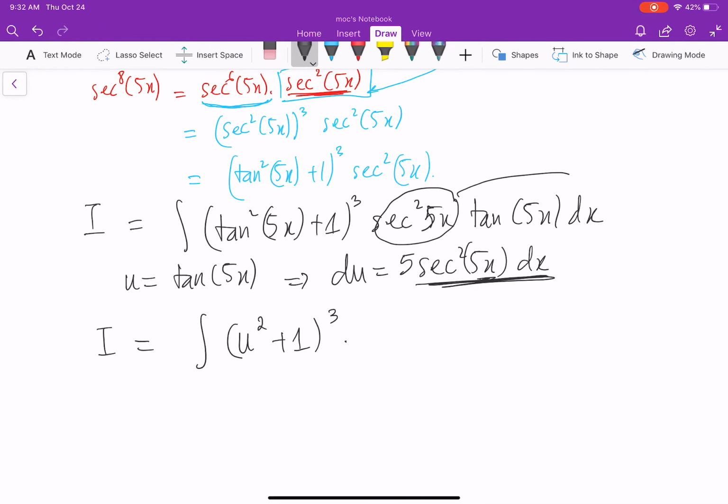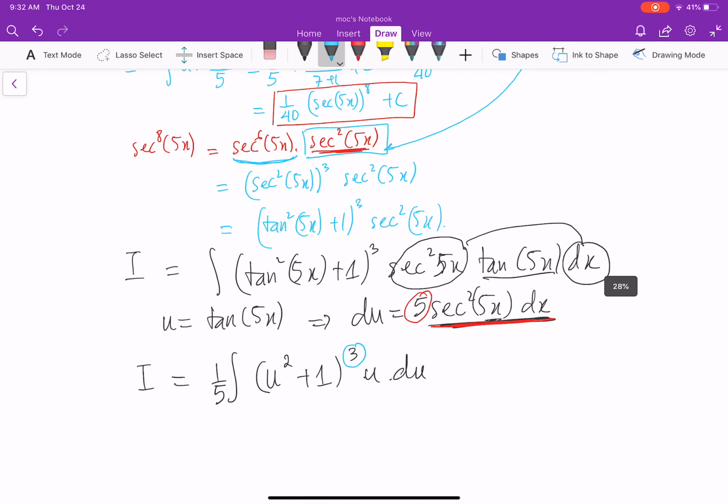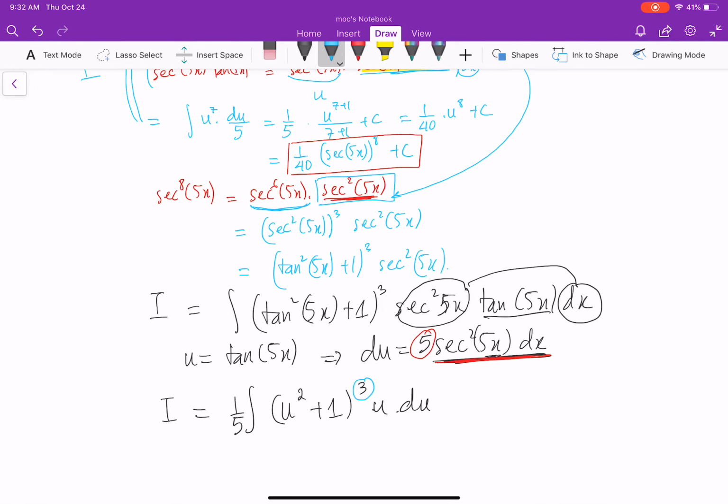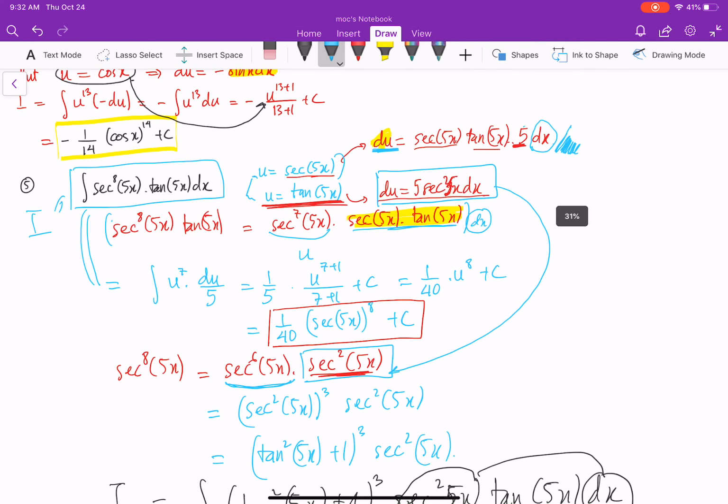Tangent 5x is u, times du, and we need to divide by 5, so I get 1/5 in here. We need to divide by 5 because secant square 5x dx is du over 5. This integral is solvable. Of course, you can expand it out, and then evaluate each term using the power rule. But if we compare this approach with the previous one, the previous one is easier and faster.